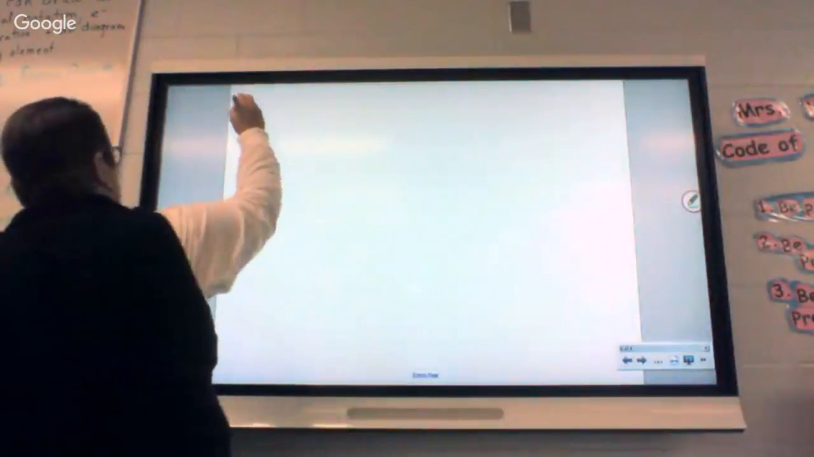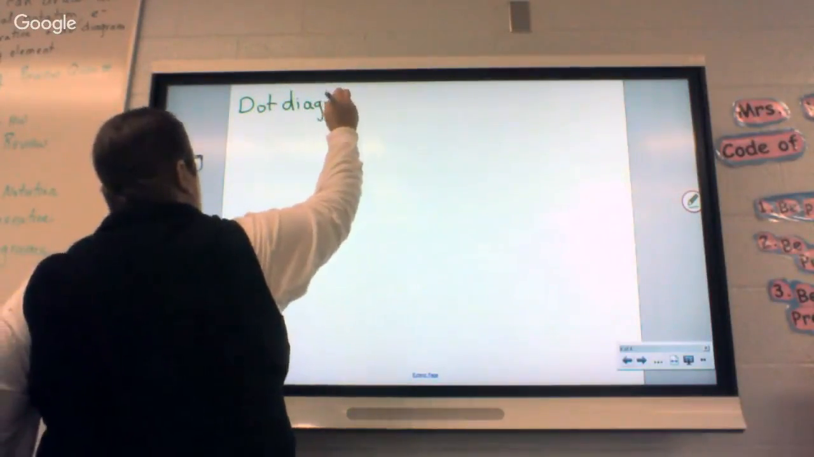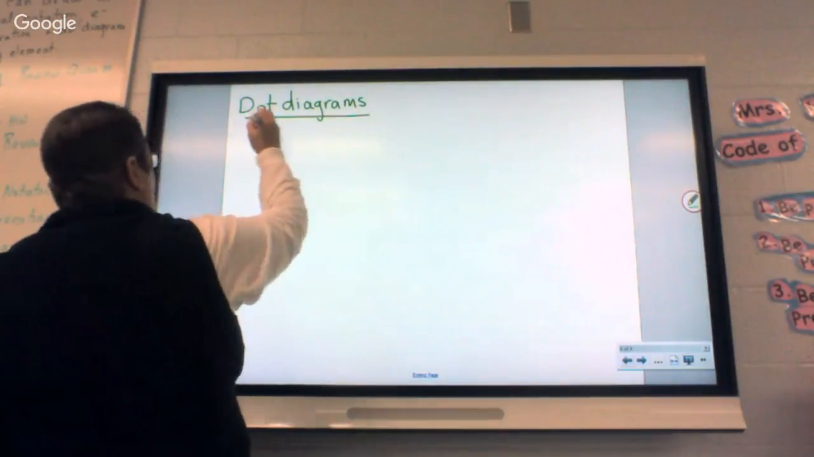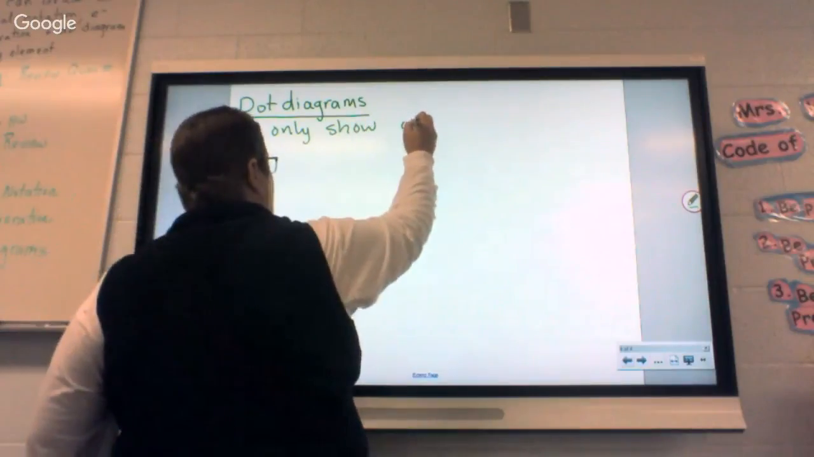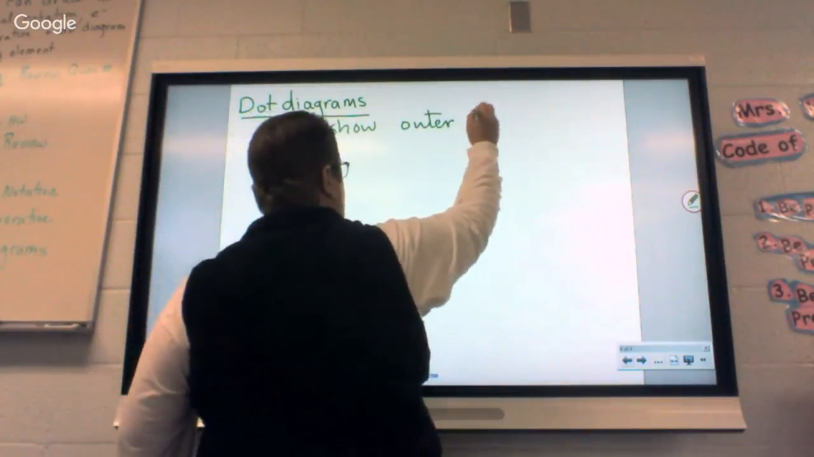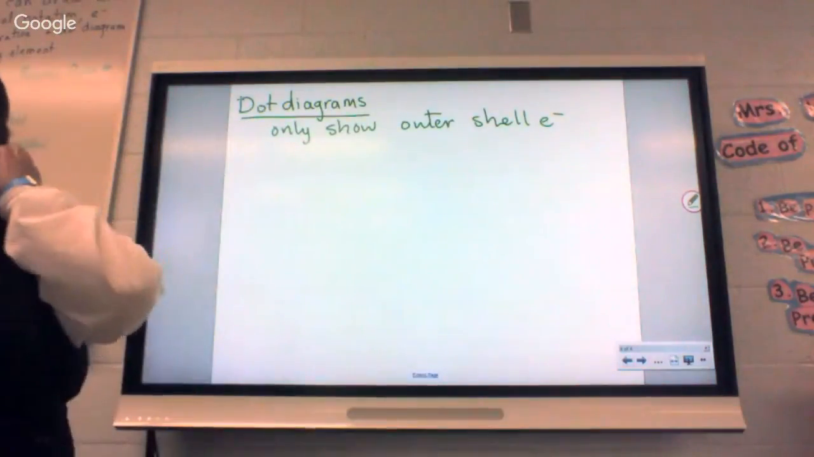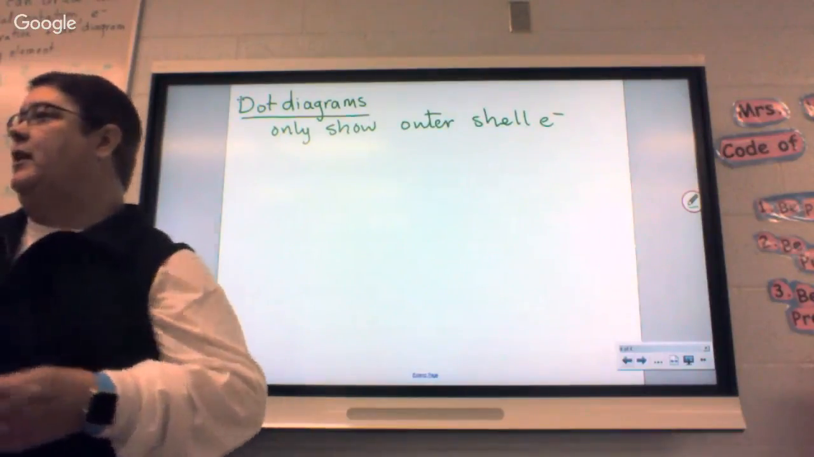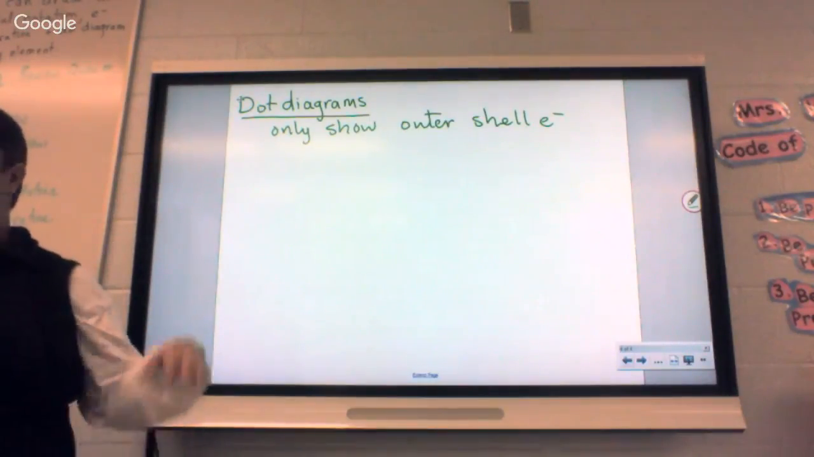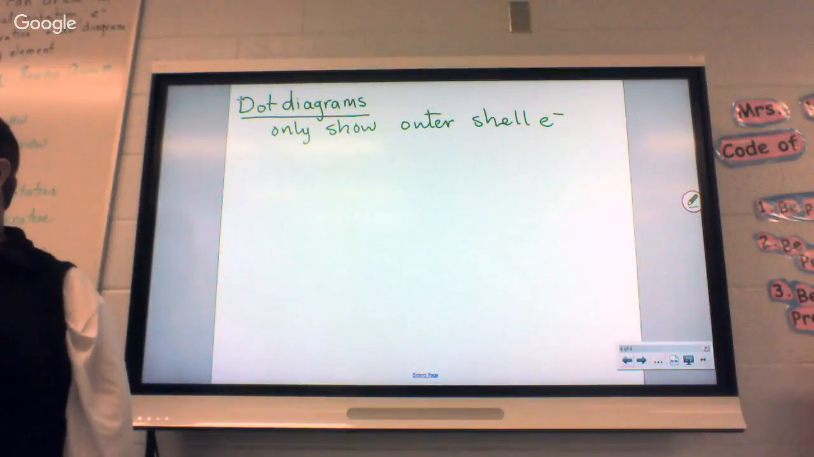Alright, dot diagrams are the shortest of all of them. Okay? Because dot diagrams only show outer shell electrons. Okay? Dot diagrams only show outer shell electrons. Everything else that we've done up to this point show inner shell and outer shell electrons. The dot diagrams only show outer shell.